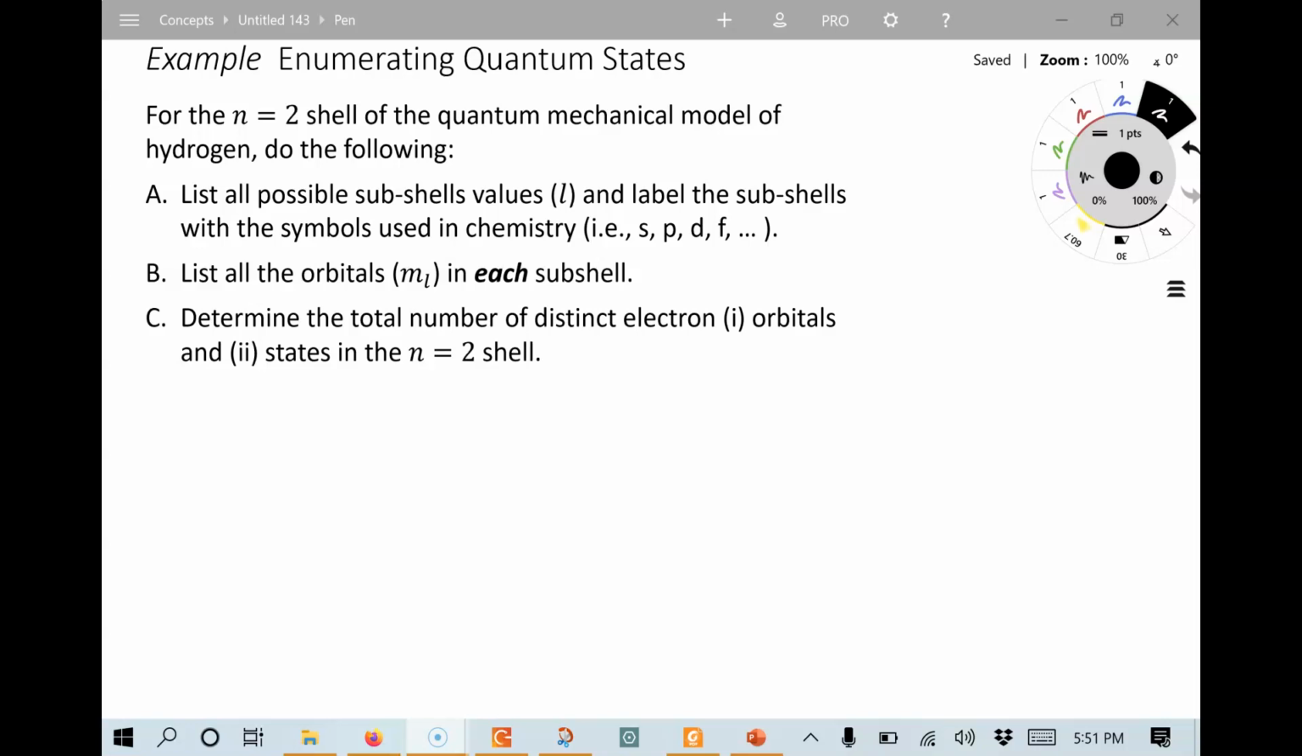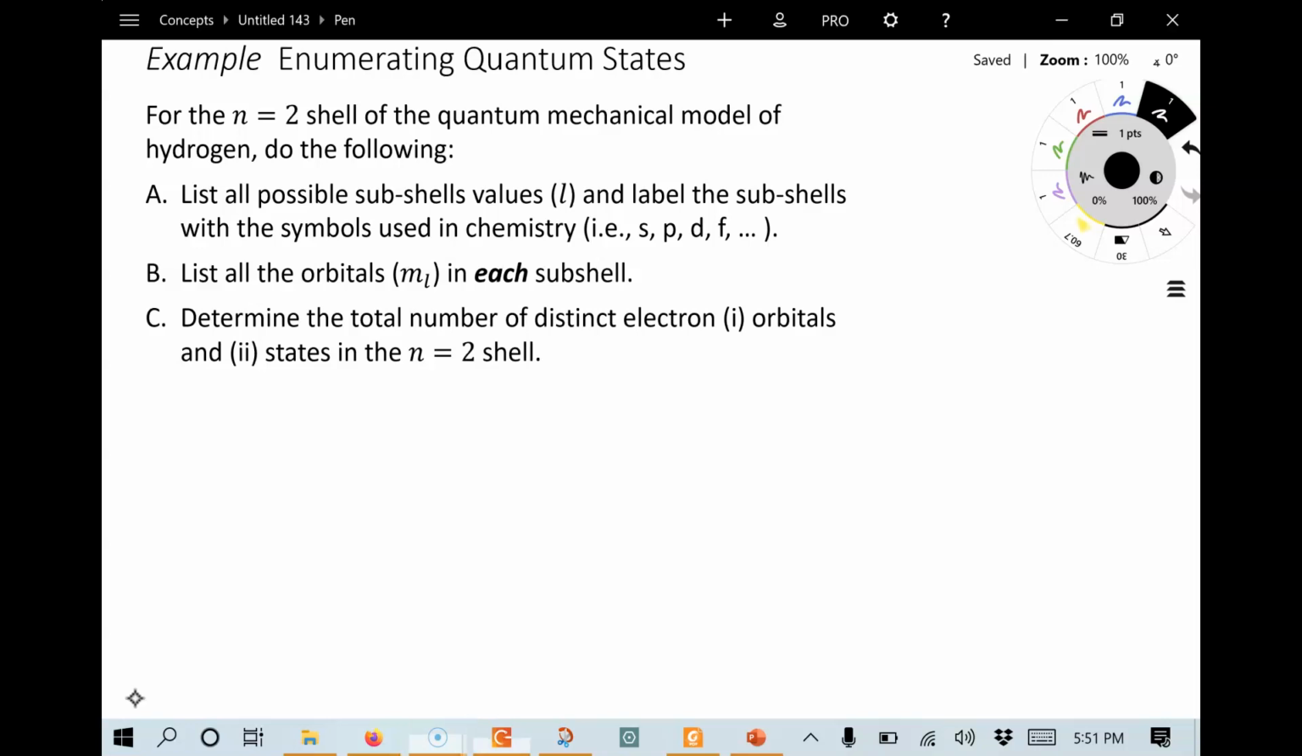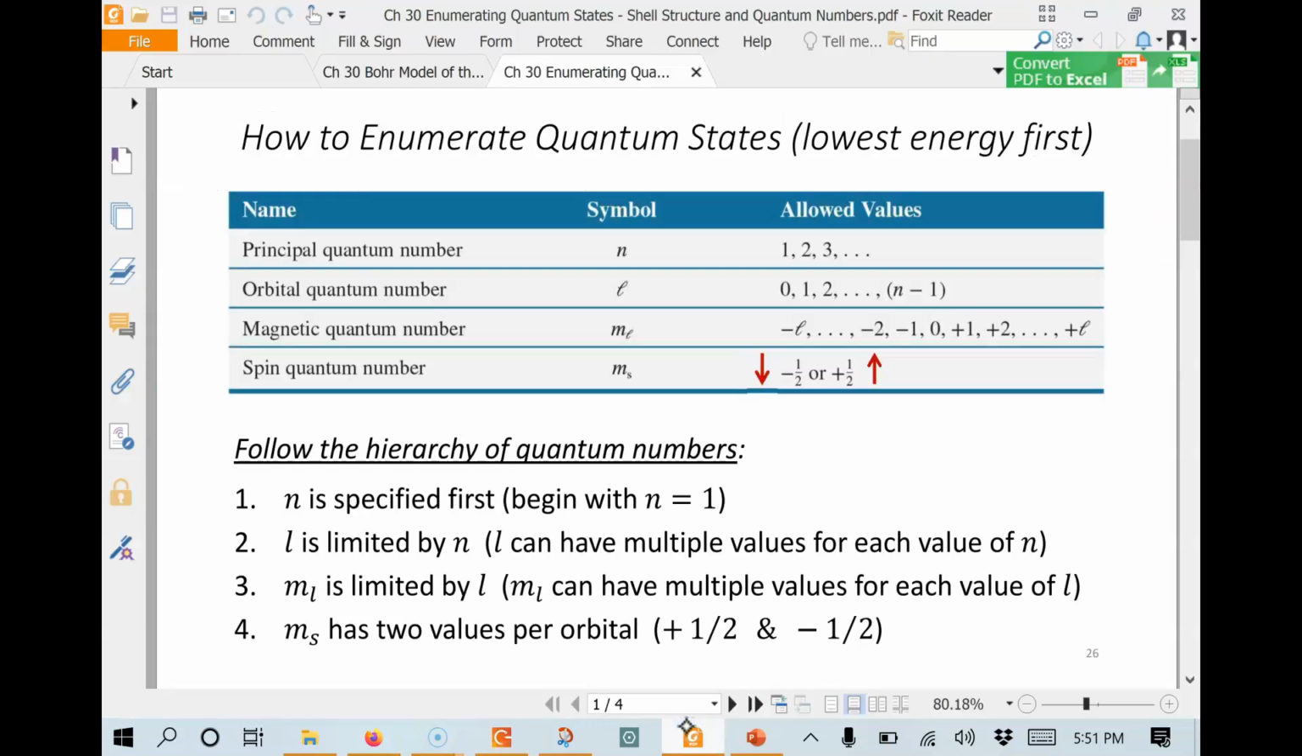Part A says list all possible subshells L and label the subshells with the symbols used in chemistry. So N, as you see here, this is a quantum number, so is L, so is M sub L. And there's a hierarchy to these quantum numbers. I'm going to go ahead and show some notes here. We call N the principal quantum number. It can have any integer value, 1, 2, 3, 4, etc. L is the orbital quantum number, and the values of L that you can have depend on what N is. So there's a hierarchy here.